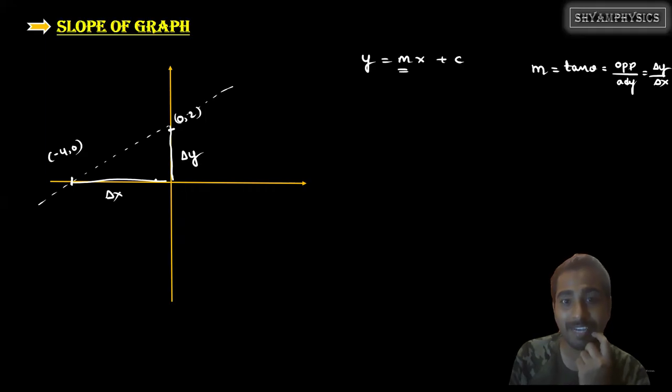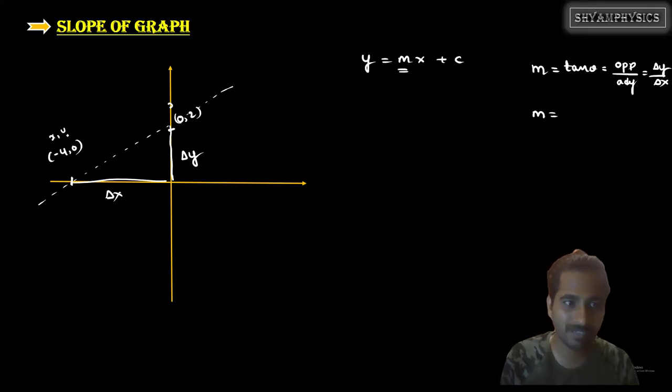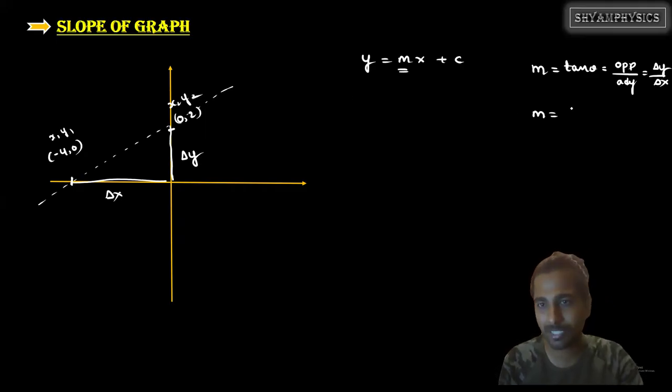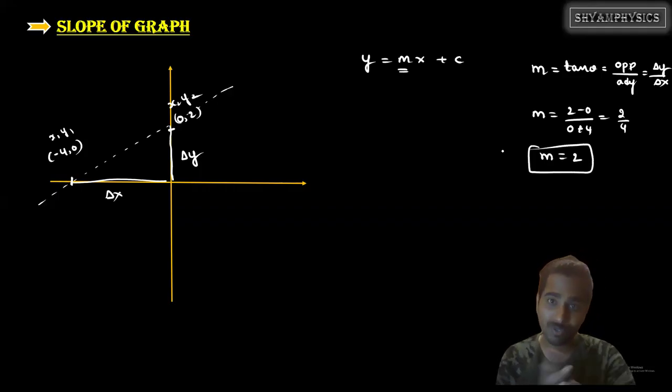Delta y, if I want to calculate, I'm writing here. m is equal to delta y by delta x, which is y2 minus y1 over x2 minus x1. This is x1, y1 and this is x2, y2. y2 minus y1 is 2 minus 0. x2 minus x1 is 0 minus of minus 4, so it will be plus 4. The answer becomes 2 by 4, so the slope value m is equal to 2.